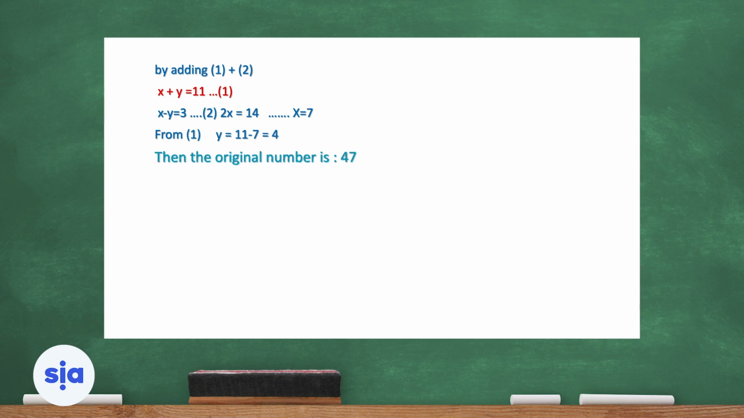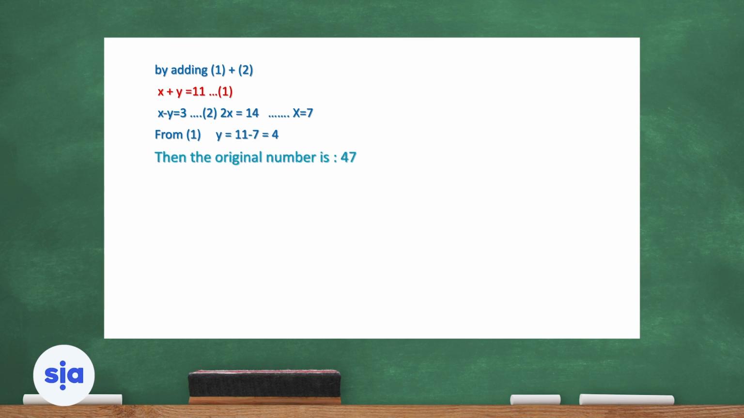Now I know that the tens digit is 4. How can I find the units digit? Yes, exactly. I go and substitute in my equation up here that says u equals. So u equals 11 minus 4, which is equal to 7.